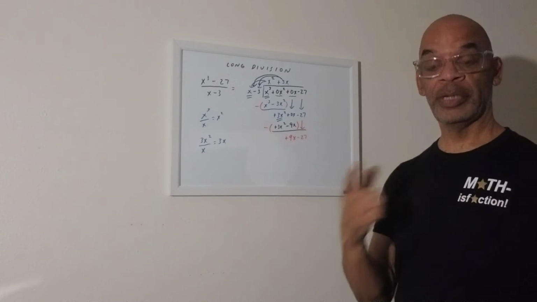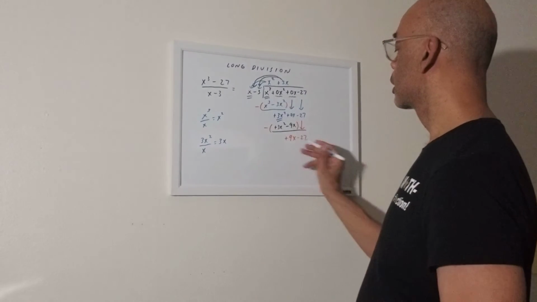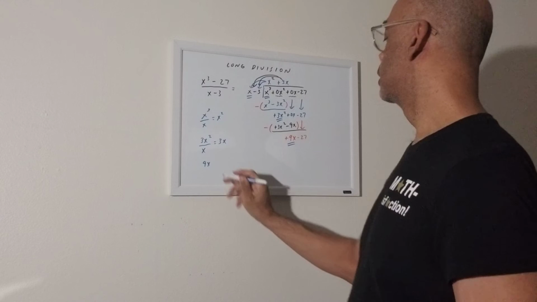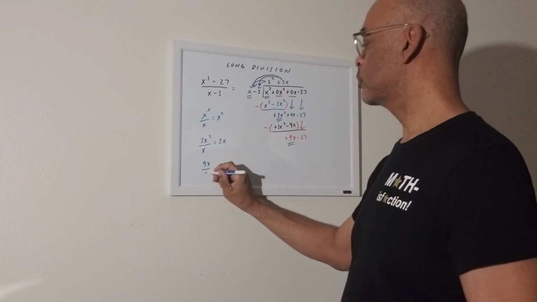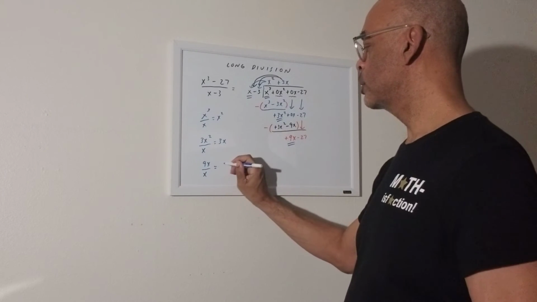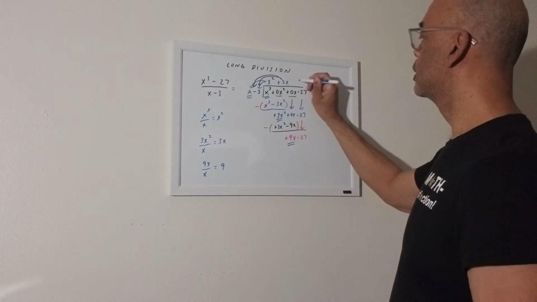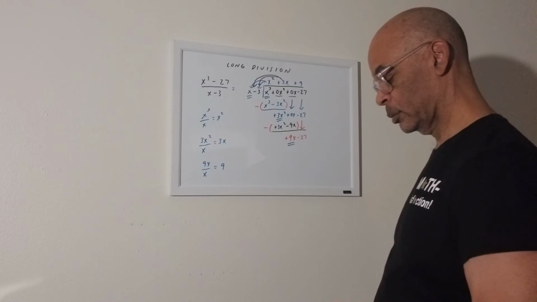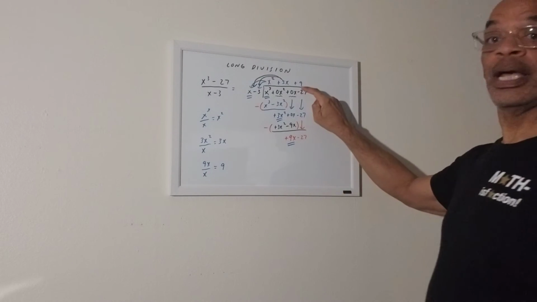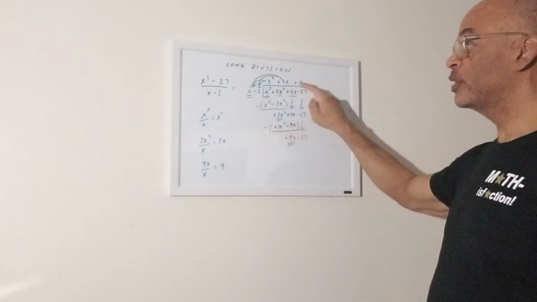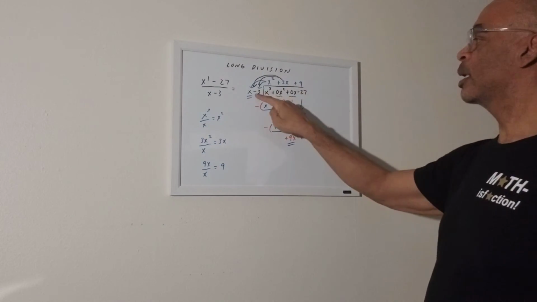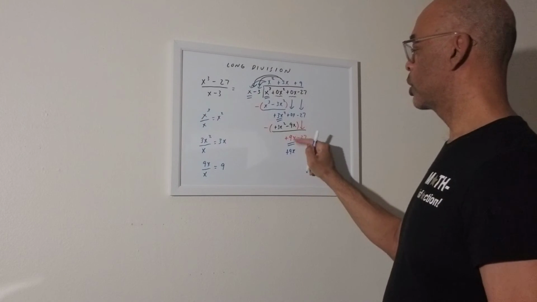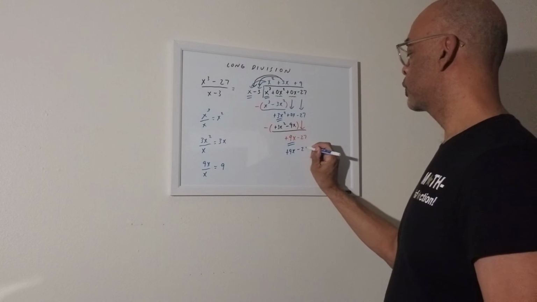Okay, let's repeat this pattern. 9x, the first term, divided by x, which is always the first term from the divisor, and we get positive 9. That is a part of our quotient. Multiplying 9 by each term of the divisor, 9x, and 9 times negative 3, we'll get positive 9x. Those should always match up, and we get negative 27.